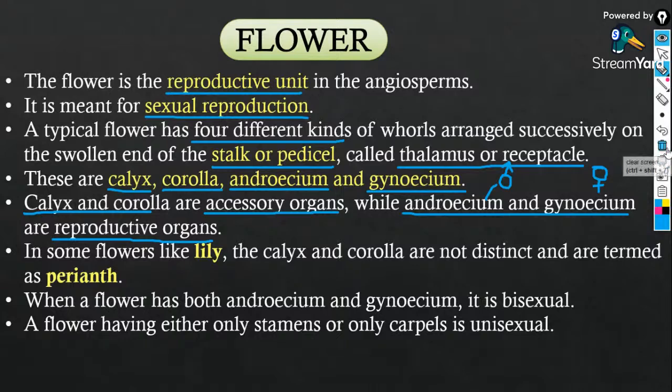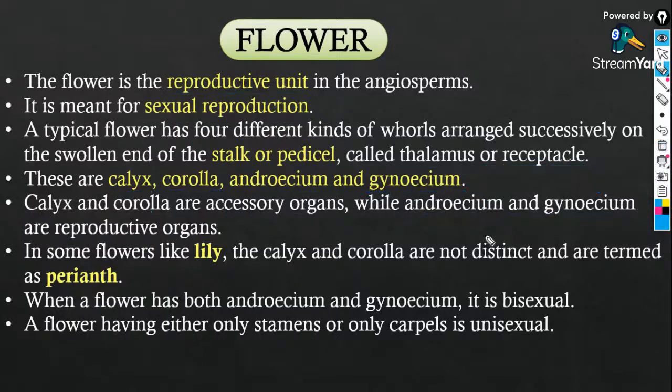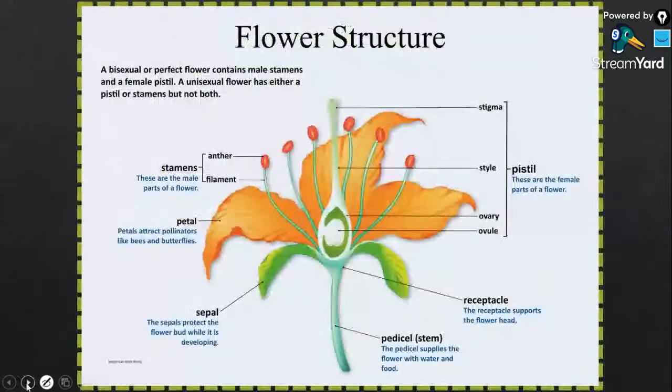So guys, do you know what is a calyx and what is a corolla? Yes. So guys, this red color region which I'm drawing right now, this leaf-like structure that supports the flower during its bud stage, you will call them the sepals.